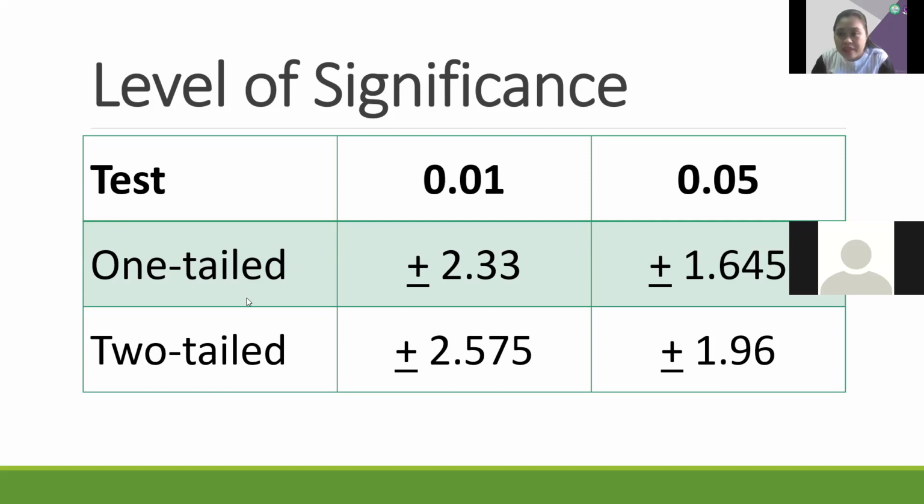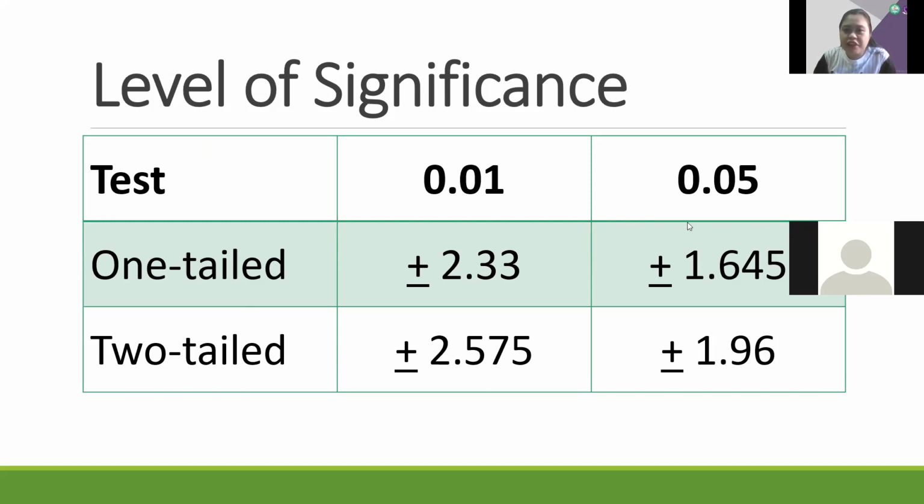When you say one-tailed, you have a hypothesis that is directional, so you have terms for comparison like greater than, less than, more than, and so on, and you're going to use the one-tailed test. But if your hypothesis is non-directional, like we are not favoring one group over the other, we are going to use the two-tailed test, okay?